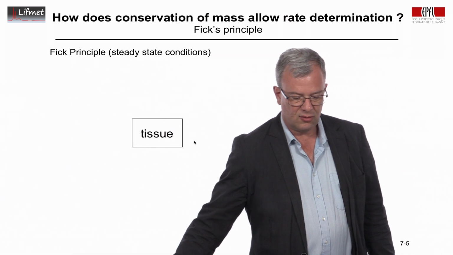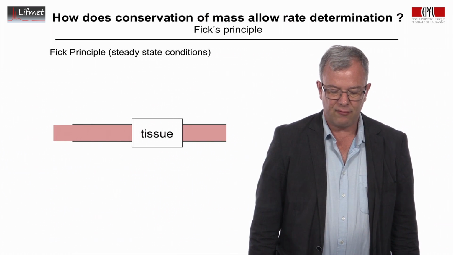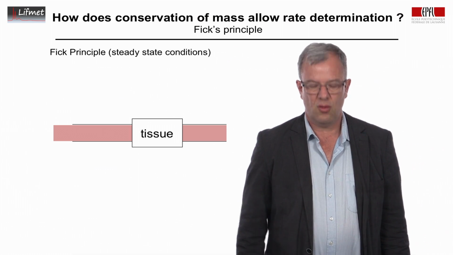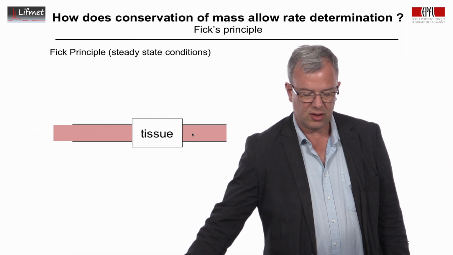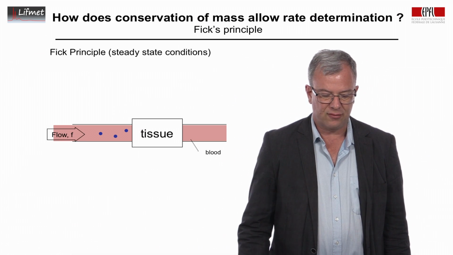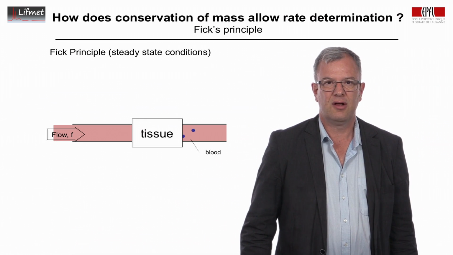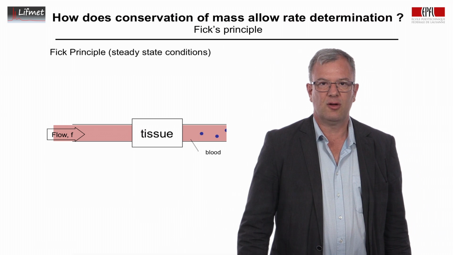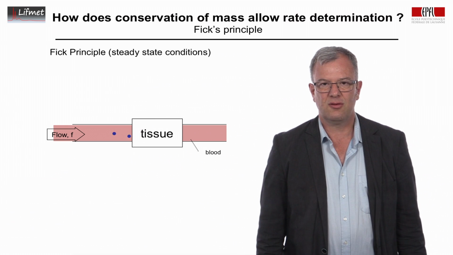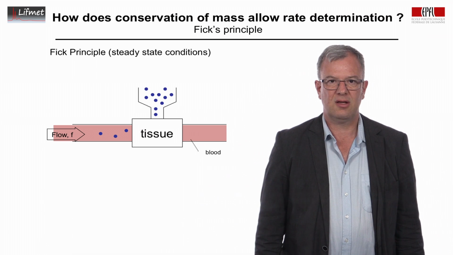So let's consider here the situation. We'll draw here the tissue. That's our organ of interest. We have, of course, blood vessels that supply the tissue with nutrients and oxygen, and that remove the metabolic end products. So this is a perfused organ. This is the blood, and here we have the blood that flows, and its flow is indicated by the parameter F. So as the blood flows, it flows through the tissue. The number of molecules that goes in is equal to the number of molecules that goes out, if this molecule is not being used by the tissue.